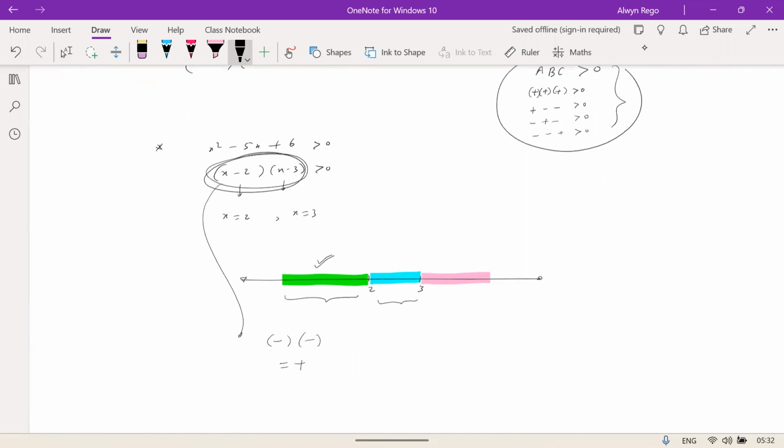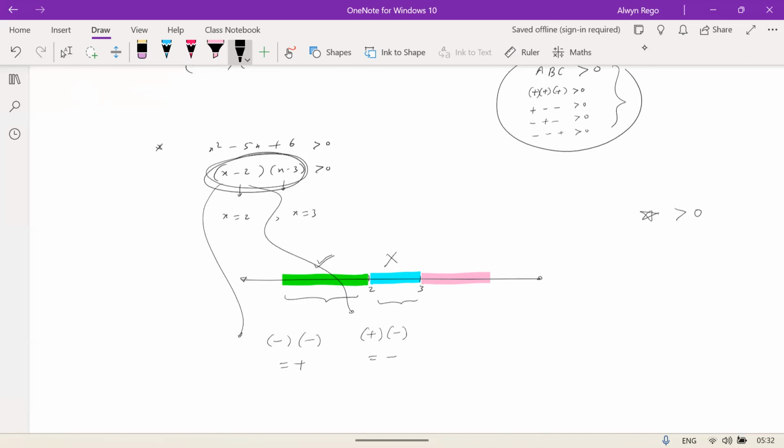Supposing I take a value between 2 and 3, let's say 2.5, and substitute here. 2.5 minus 2 is positive, 2.5 minus 3 is negative. So the product of positive and negative is negative. This is where I don't want solutions, because I'm asking for something more than 0, and negative is less than 0, so I don't find solutions here.